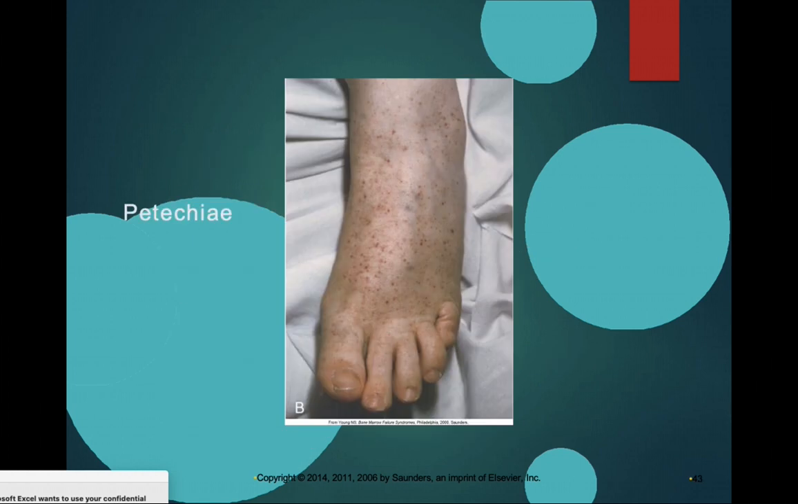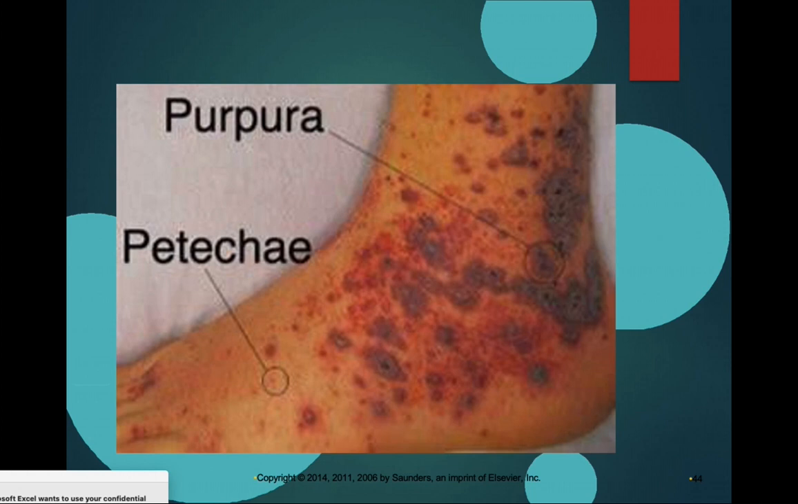Okay, these are the petechia. You can see that they're very, very small, just a few millimeters. Now, here you can see the petechia, and then we can compare it to purpura. Right? Petechia is much smaller. Look at the purpura, larger surface area. It's reddish, a little bit brownish, a little bit darker.